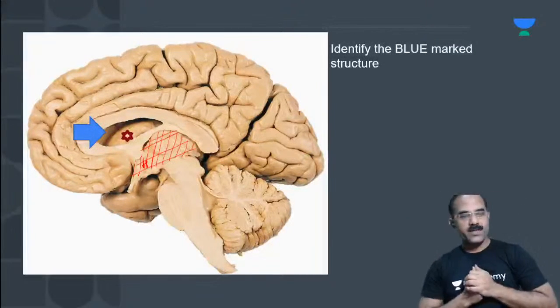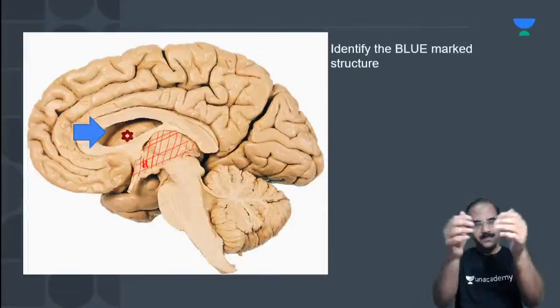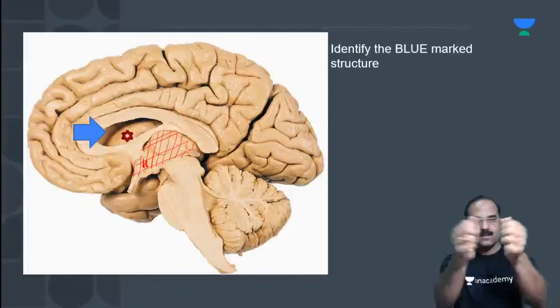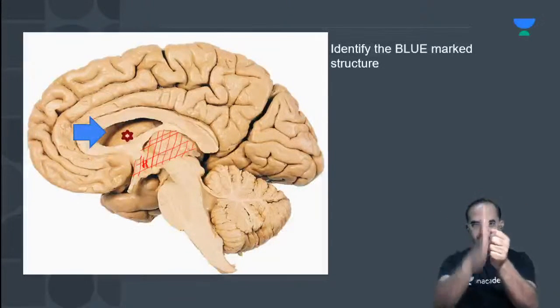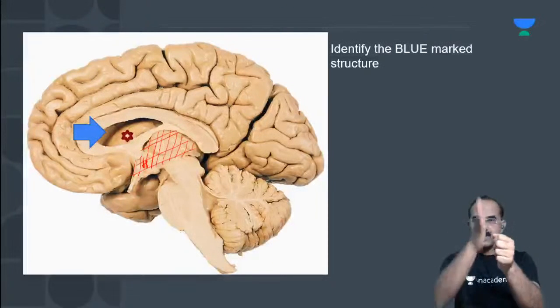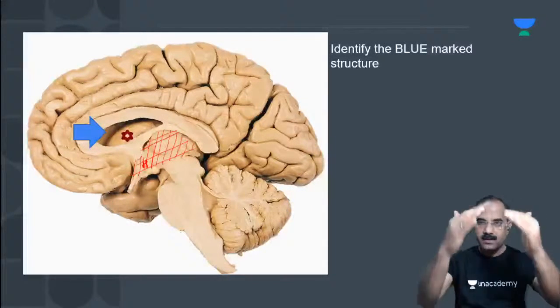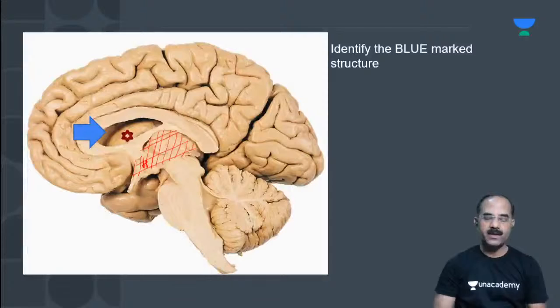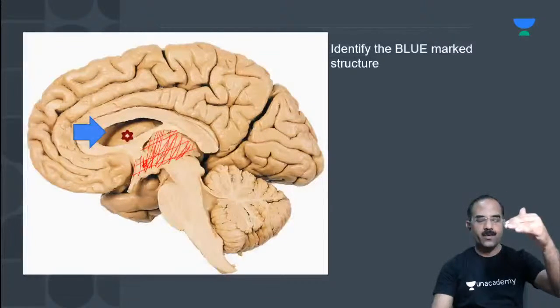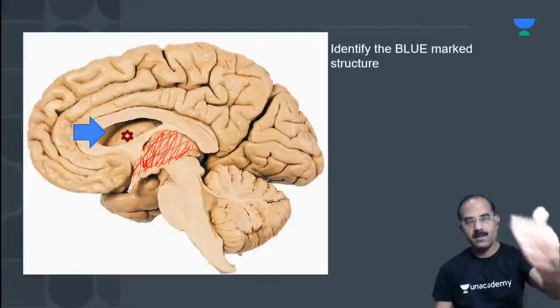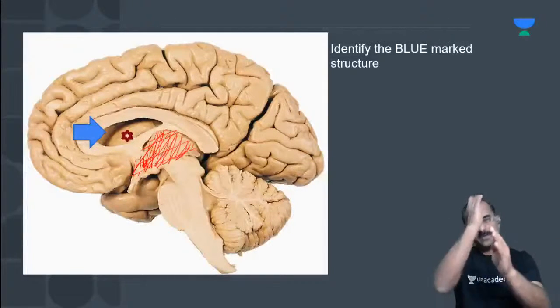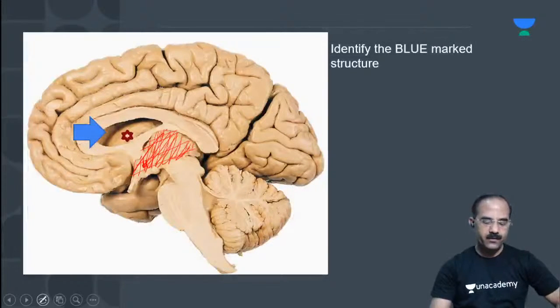What is this section we have taken? We've taken a sagittal section. These are the two hemispheres, and we have taken a sagittal section. When we take a sagittal section, we are actually cutting through the third ventricle. So this area that I'm drawing now is nothing but the third ventricle. Clear? So we have actually cut through the third ventricle.